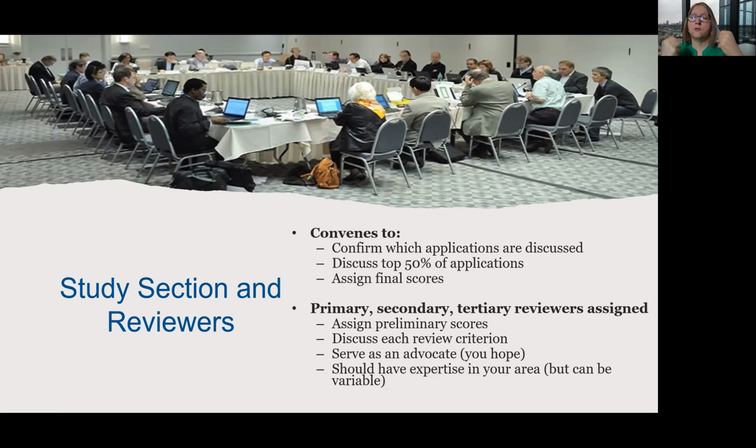They may be the primary reviewer, who briefly summarizes the application and gives a more detailed critique of the strengths and weaknesses, particularly the factors that drive their level of enthusiasm. And then there are secondary and tertiary reviewers who provide additional comments about strengths and weaknesses, potentially reinforcing the primary reviewer or providing additional points, either positive or negative.